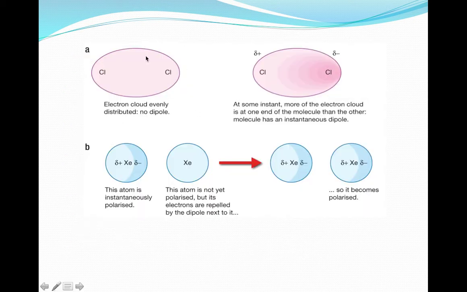Okay, so this is it distributed evenly, no dipole, but just in an instant we would see slightly more electrons over here, slightly fewer over there. This is an instantaneous dipole. It's going to go away again really quickly. But while it's there, we've got a slight negative and a slight positive charge, and that can attract to a neighbouring molecule. This is the only type of bonding we see with the noble gases.